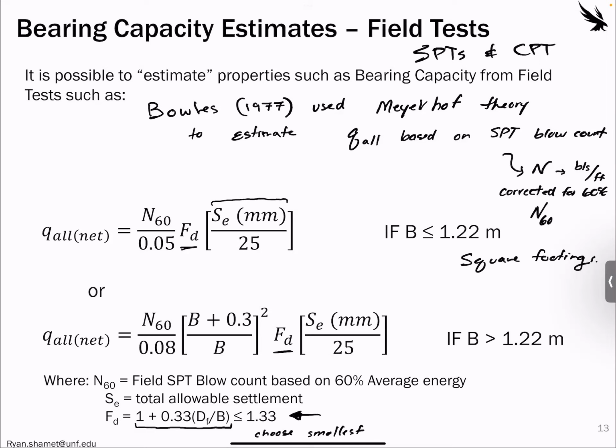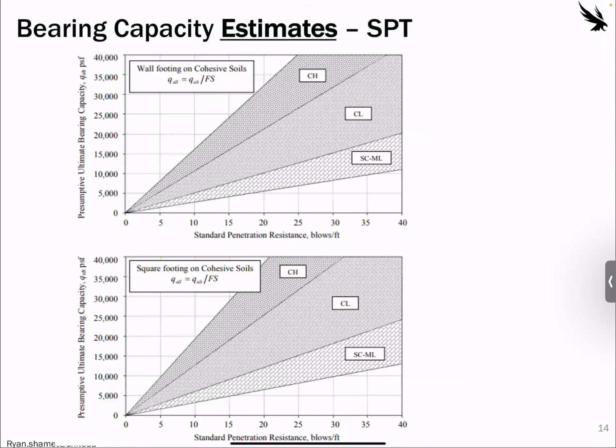Other charts look at just rough estimates. And so you could also use this if you just need to find something really quickly. This is the standard penetration resistance. So this is just the blow count, the N value for both of them.